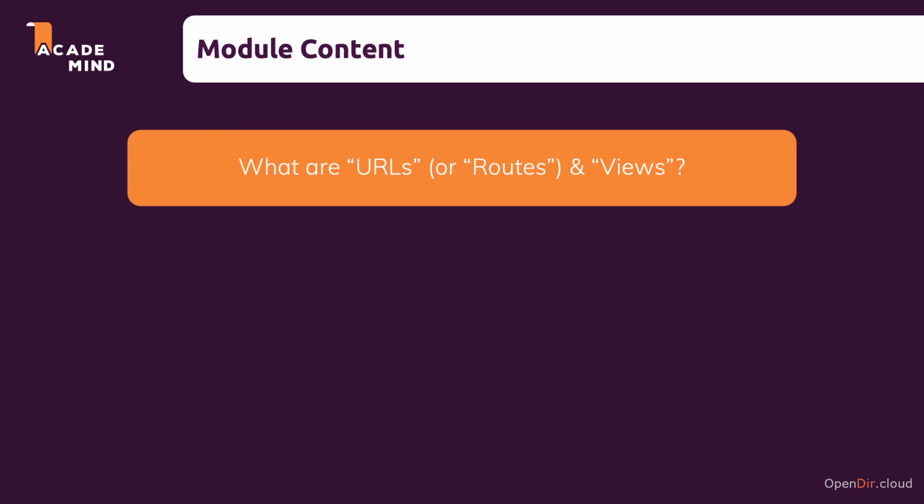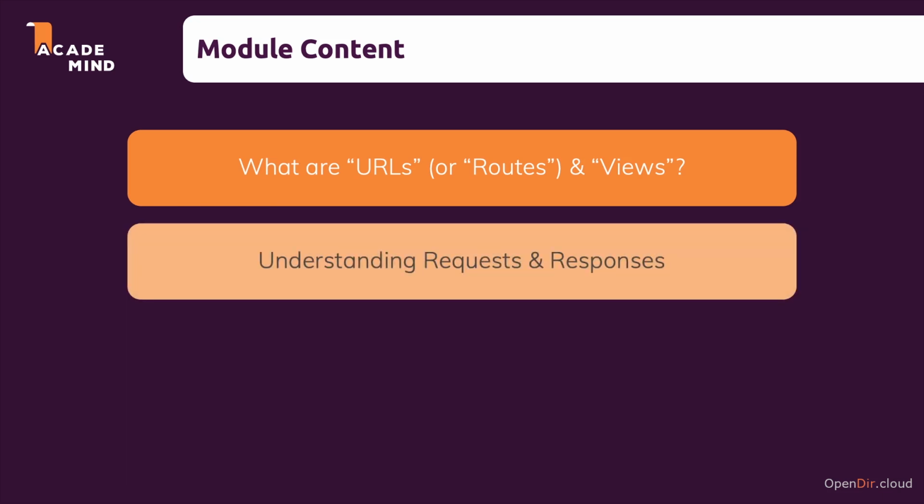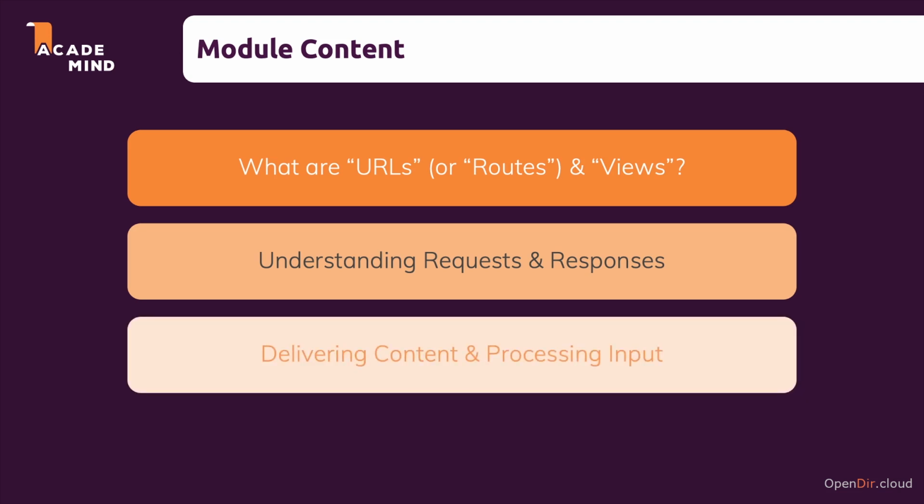We're going to understand how Django deals with HTTP requests and responses, because that's how the web works. It's all about requests and responses. And we are going to dive into how we can deliver content and process user input, at least to a certain extent. We're going to dive deeper into that later in other course sections as well, but we are going to get started with those important basics in this course section.